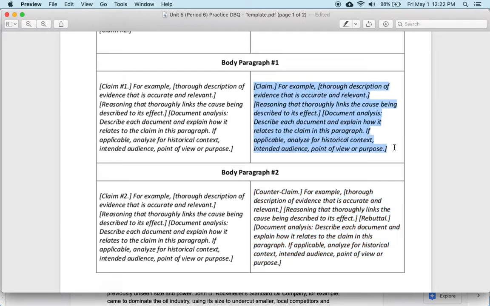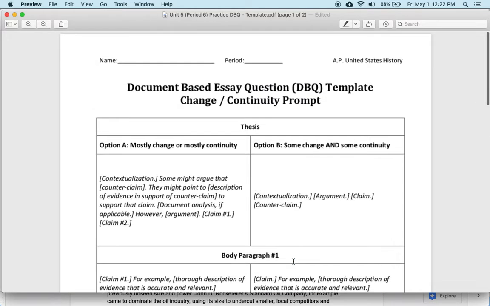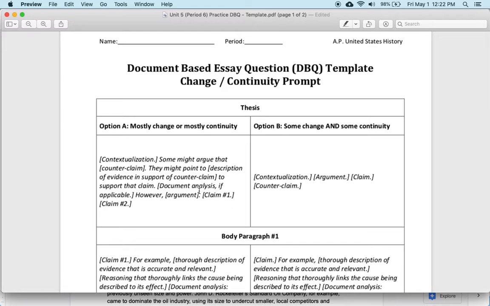In the first paragraph I say change, and here's why there was some change, and in this second body paragraph, or third overall paragraph, I explain why some people would argue that there was mostly continuity. The point is you can't just talk about change or continuity. You have to talk about change and continuity in your essay, one way or another. So here's what I decided to do.